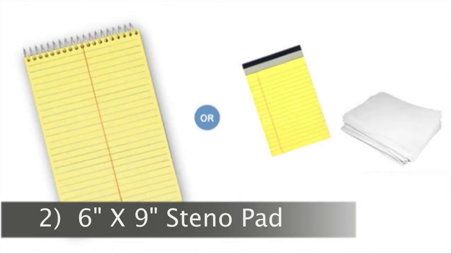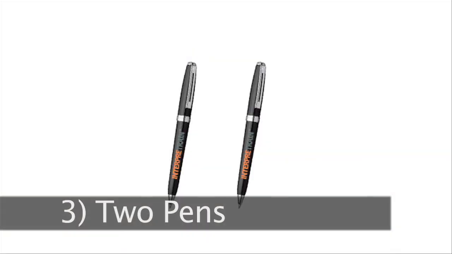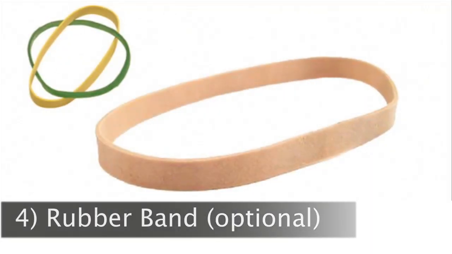2. A 6 inches by 9 inches Stenopad. This is the optimal tool for interpreters to take notes. But if you don't have one, any notepad or sheets of paper will do. 3. Two pens. Choose a couple that you're comfortable with to make sure you don't run out of ink. And finally, 4. A rubber band. This last tool will be useful, but is optional.